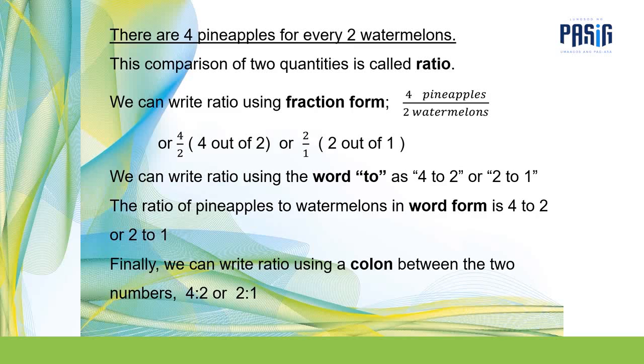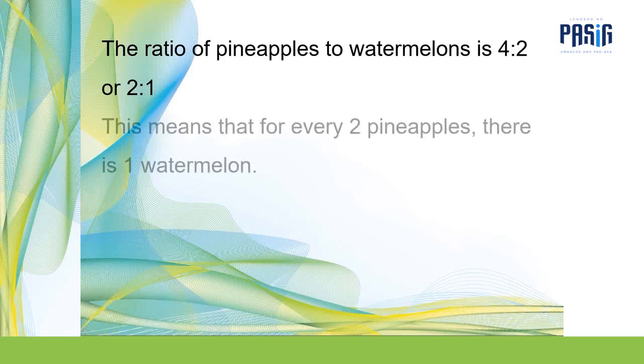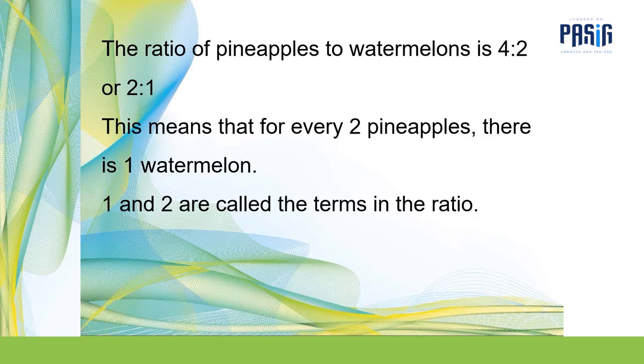Finally, we can write ratio using a colon between the two numbers. So we have 4 is to 2 or 2 is to 1. So the ratio of pineapples to watermelons is 4 is to 2 or 2 is to 1. This means that for every 2 pineapples, there is 1 watermelon. 4 and 2 are called the terms in the ratio. Therefore, 4 over 2 is equal to 4 is to 2, or the lowest term 2 over 1 is equal to 2 is to 1.